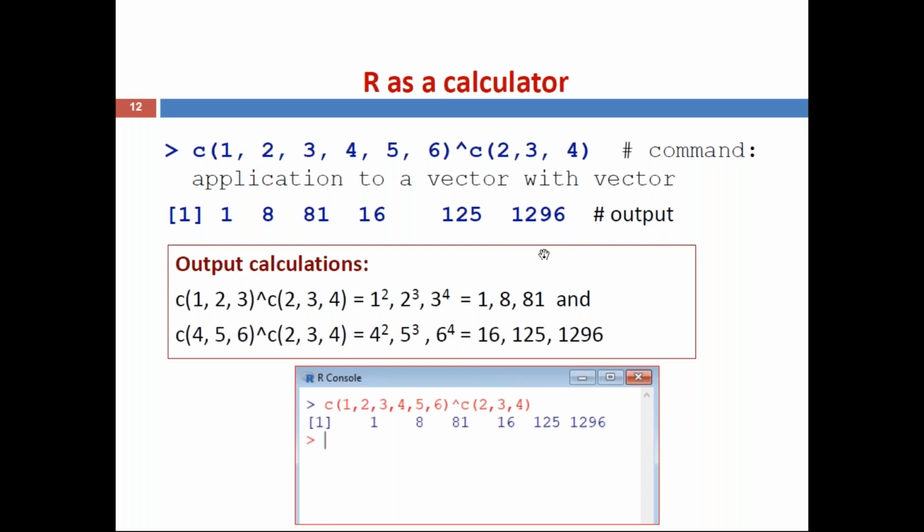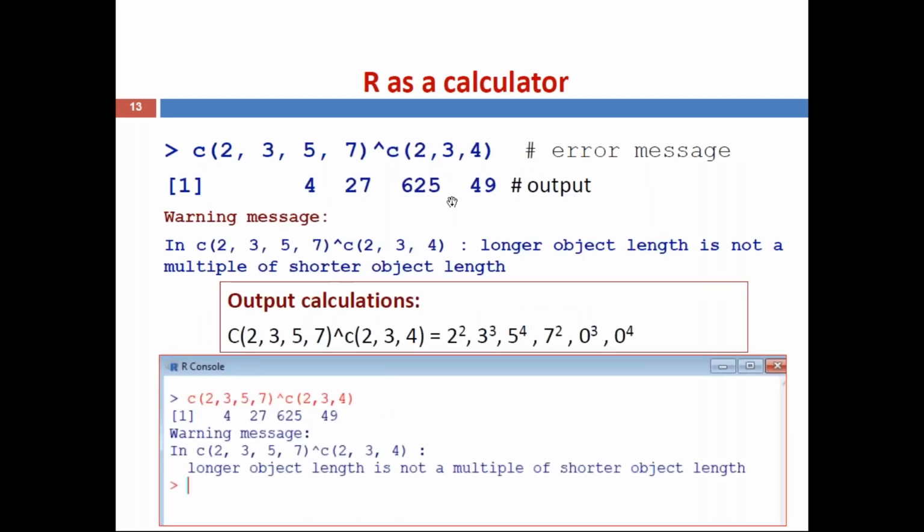Suppose the right side vector length does not split equally into the left side vector, that means the left side may have insufficient values, not matching the length of the right side. In such a case, you will get an error message. See here, c(2, 3, 5, 7), 4 values are there. Power c(2, 3, 4), 3 values are there. Actually, we can't split evenly. So whatever the count on the right side, the left side vector you can split into that number.